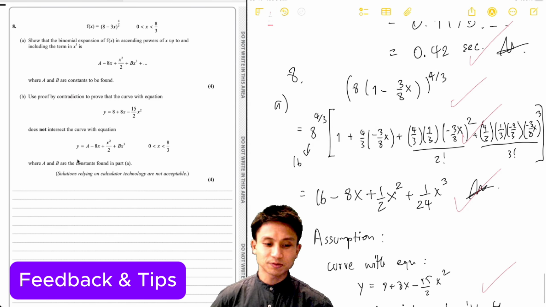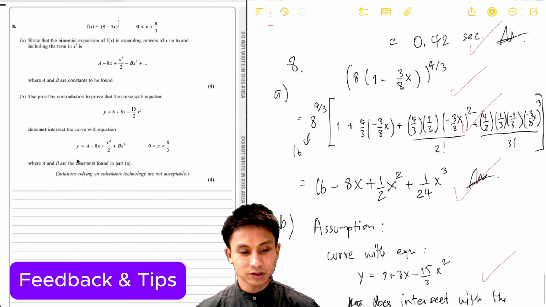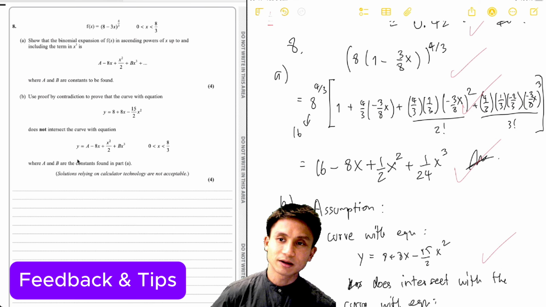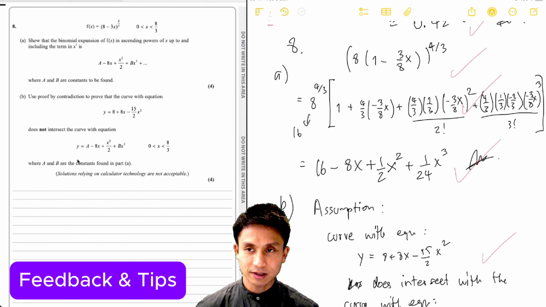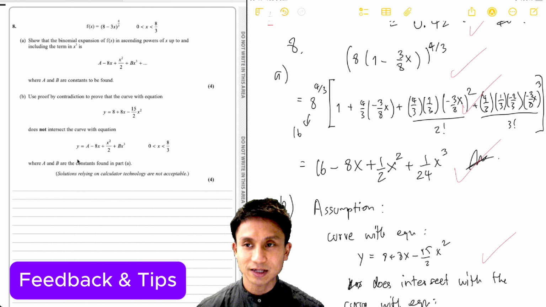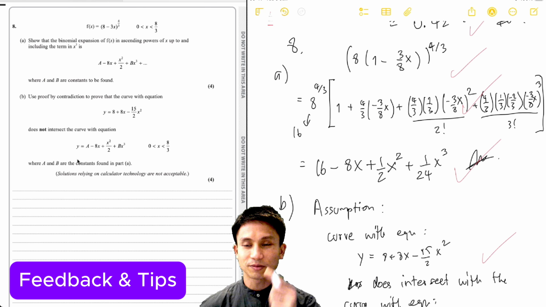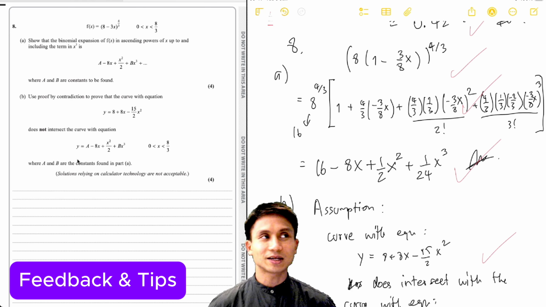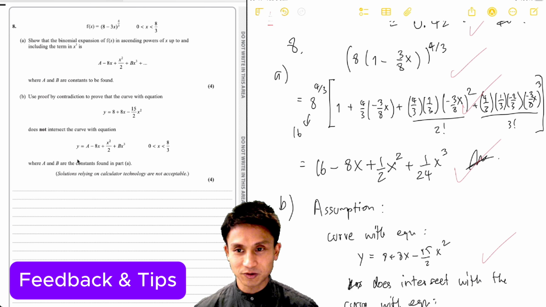Yeah, number 8, the first part was binomial expansion, so that was fine. Again, be careful in binomial when the first term is not 1. You need to do some factorizing. And don't forget to put the power into that factor you take out as well. That is usually forgotten, from my experience.